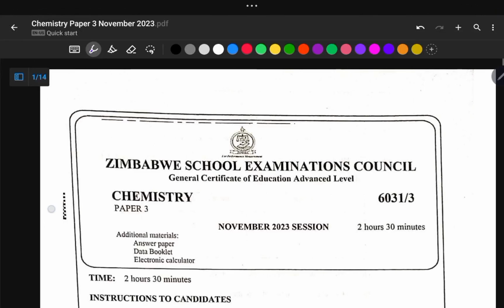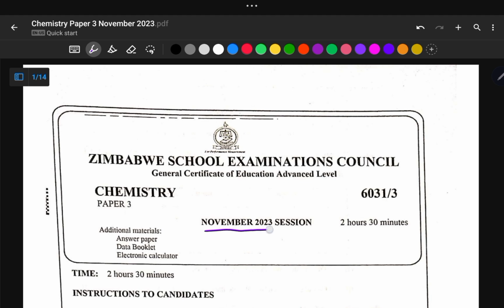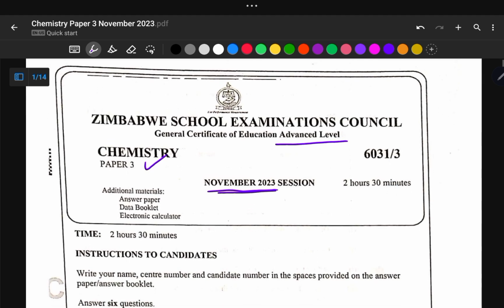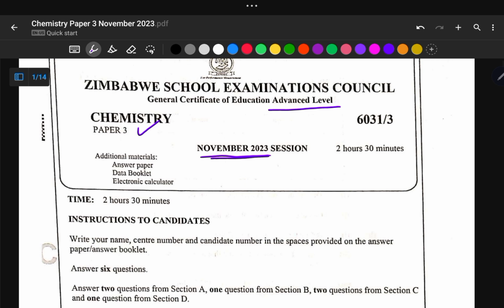Today we are going to have a discussion on the November 2023 paper, Chemistry Paper 3. This is advanced level, A-level chemistry. We have begun our massive topical revisions in preparation for the exams. If you are doing Cambridge or any other examinations, you need to engage in our discussions.